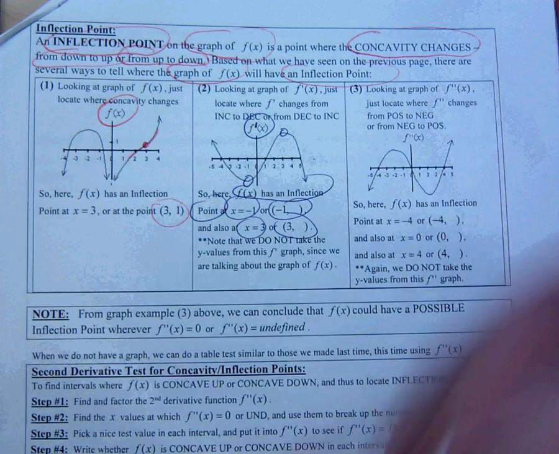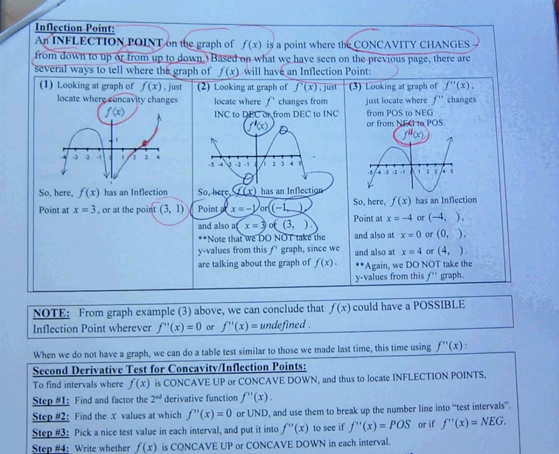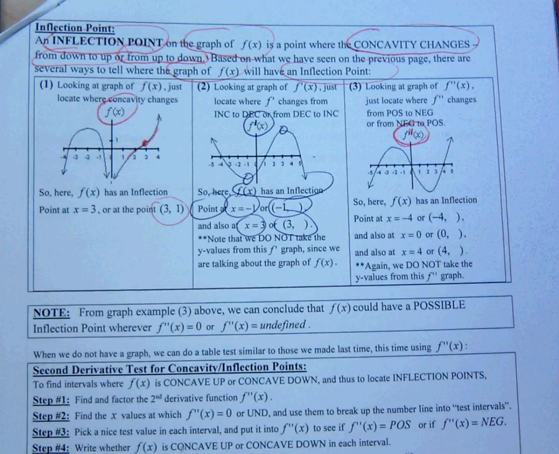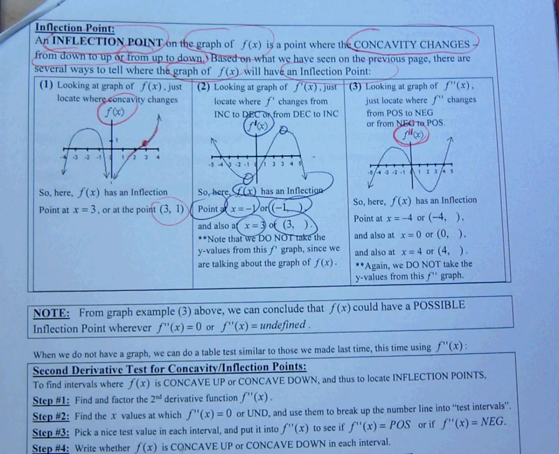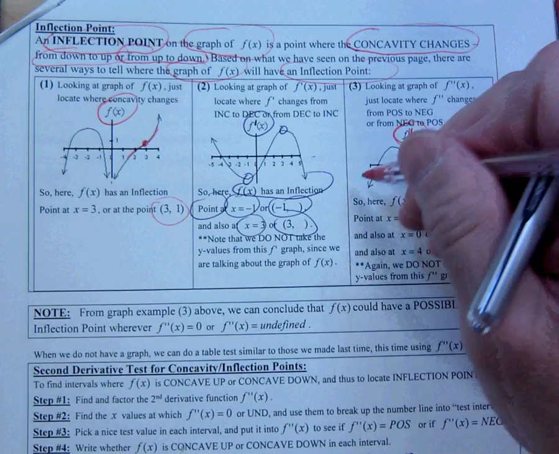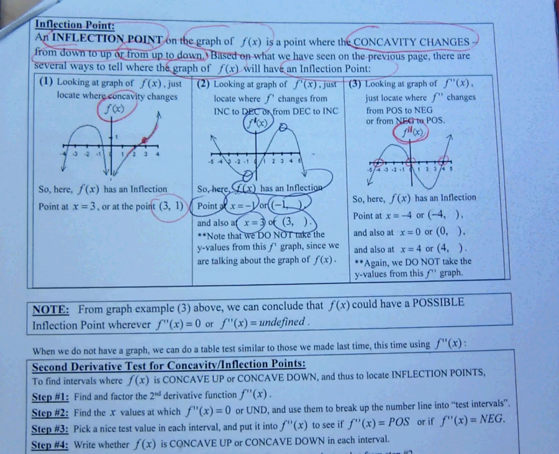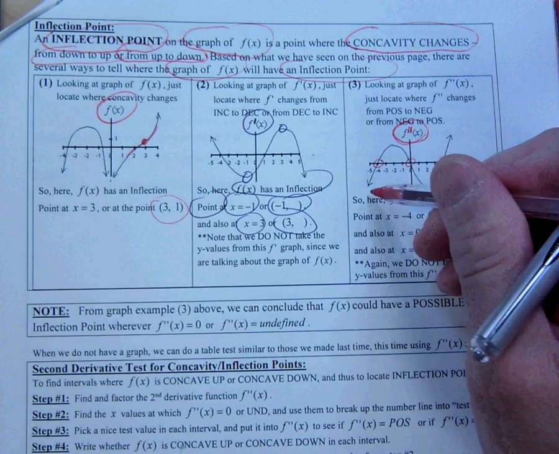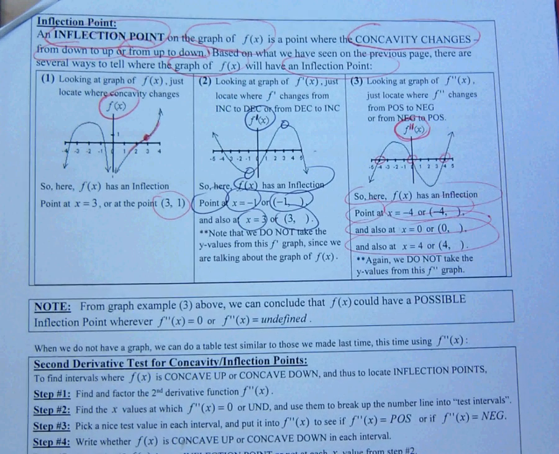Okay, let's look at situation 3. This time I gave you a graph of what? F double prime. All right, so looking at a graph of F double prime, how can I pick out inflection points on F? By looking to see where F double prime changes from what? Positive to negative or negative to positive. And so that would be here, here, and here. Everybody agree? All right? So F will have an inflection point at -4 something, at 0 something, and about 4 something. Again, I don't know what the y values are because I don't have a graph of F. Do you agree? We good on this?